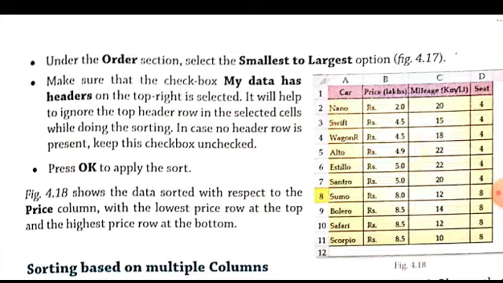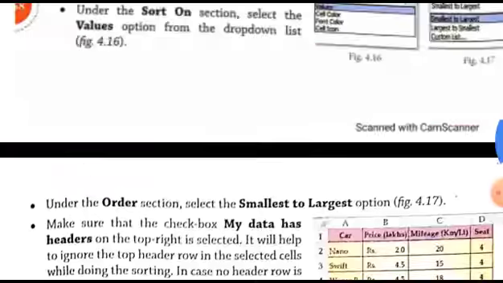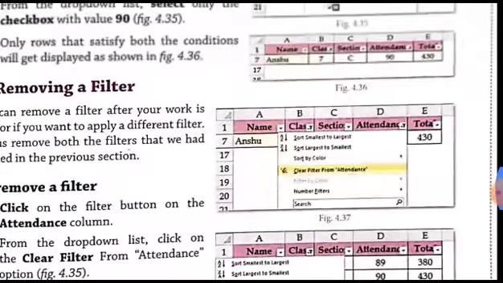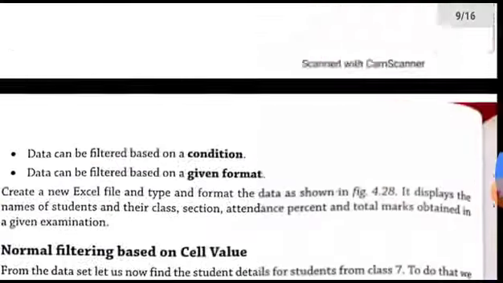Now you can see the lowest price row is at the top. Why is it so? Because we have chosen the order to be ascending, lowest to biggest. So you can see here in this figure what we have chosen in the order here.